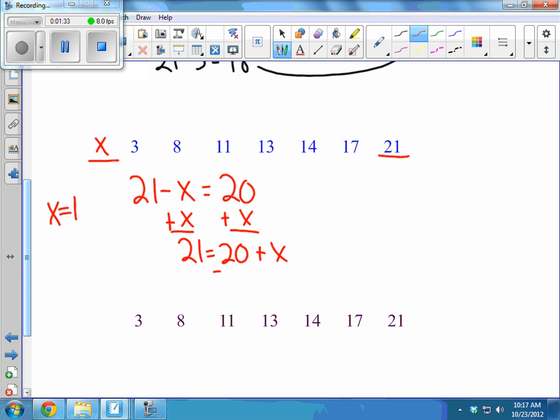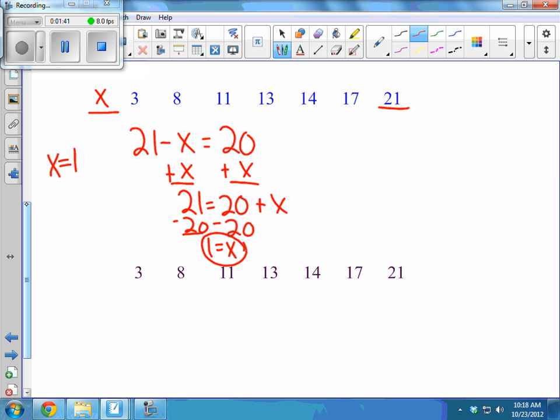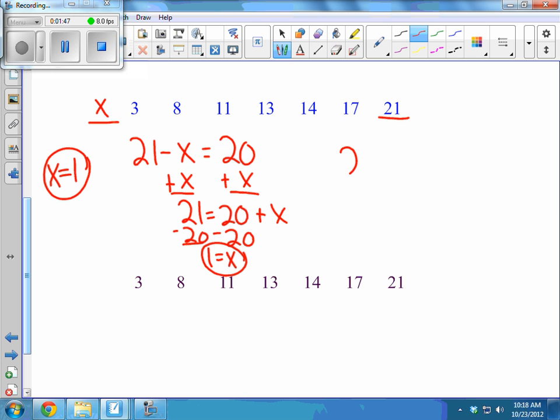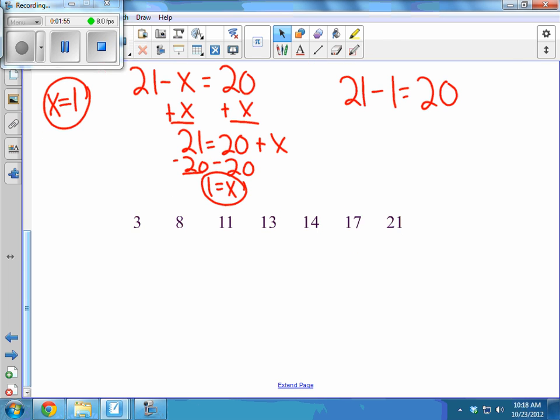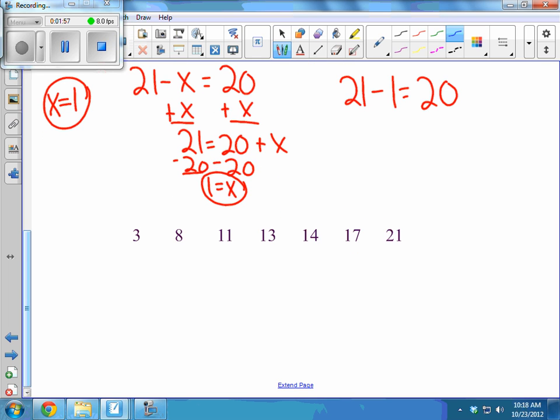And now to get x by itself, I'm going to subtract 20. And then algebraically, I can prove that my x is 1. So one possible answer is that my unknown is 1, because it does meet the condition of my highest value of 21, take away 1, and I get a range of 20. But I still haven't looked at the other scenario, and that's with the fact that x is at the other end. What if it's the greatest value?